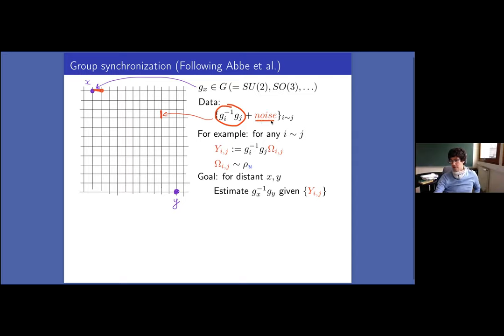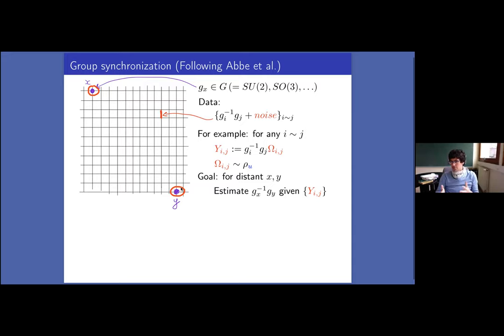The point is that the data will be corrupted on each edge. This increment from g_i to g_j will have a little bit of noise. And the question they want to ask is, given this corrupted data, so you know all the increments, but with a little bit of noise, are you able to recover the orientation between the camera at x and the camera at a very far point y? So are you able to recover the relative positions of far distant cameras given this corrupted data?